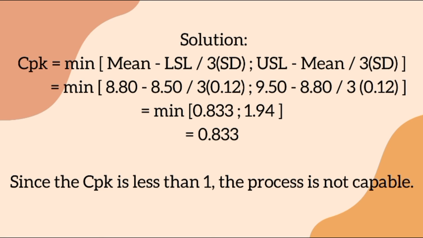Our USL is 9.50 and our mean is 8.80, all over 3 times 0.12, and that gives us an answer of 1.94. Now, the minimum value is 0.833. Since our CPK value, which is 0.833, is less than 1, the process is not capable.